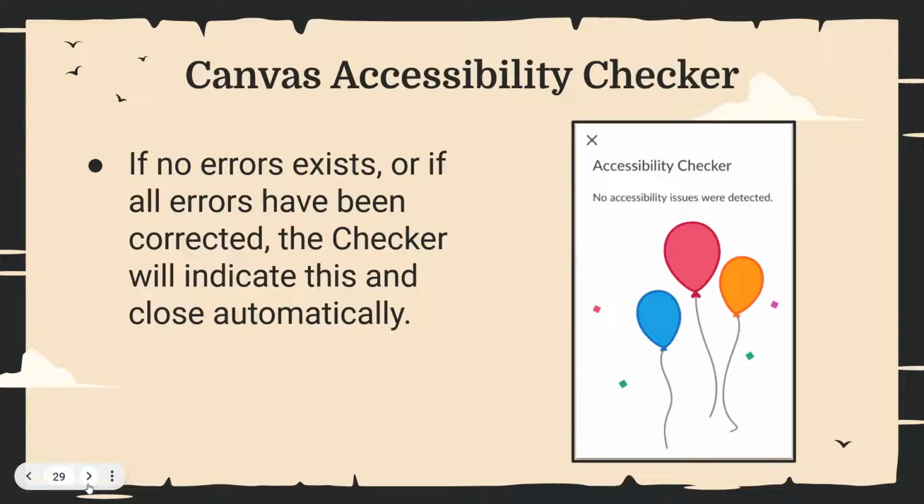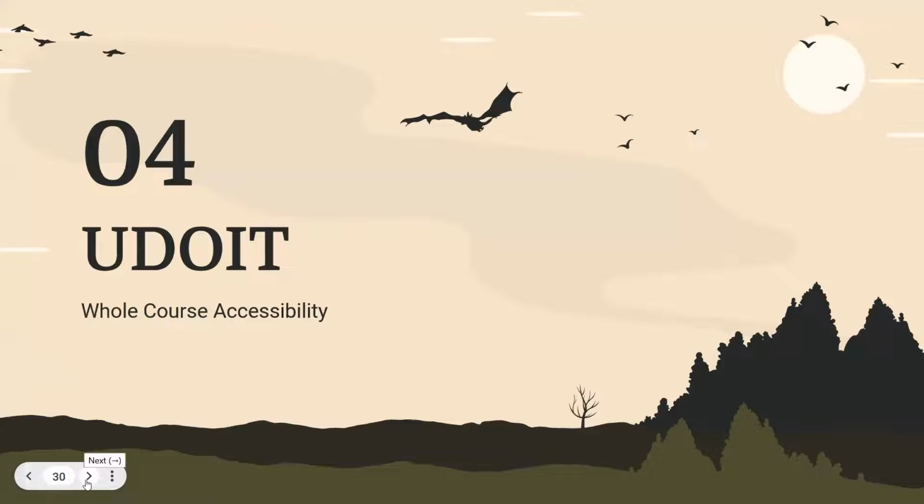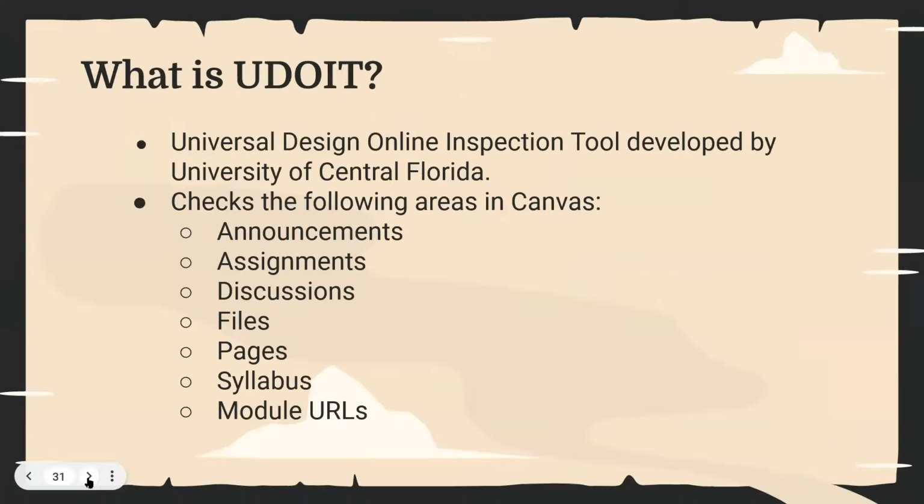This is a really helpful tool if you are just writing one page, or I've just written an announcement, or I've just edited something, and I just want to make sure that I've kept accessibility in mind. But if you've never done any type of accessibility check on your course, then there's another tool that operates a little bit better, and that's UDoIt. UDoIt is a free tool that came out of the University of Central Florida, and it stands for the Universal Design Online Inspection Tool. And it checks all of Canvas.